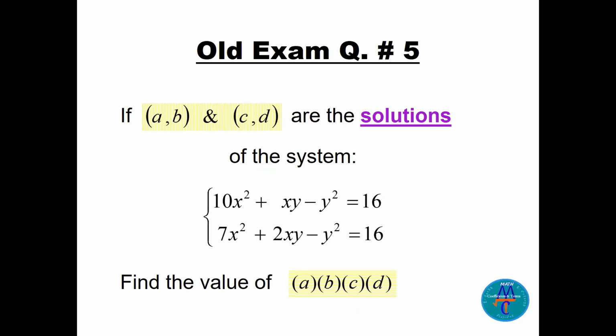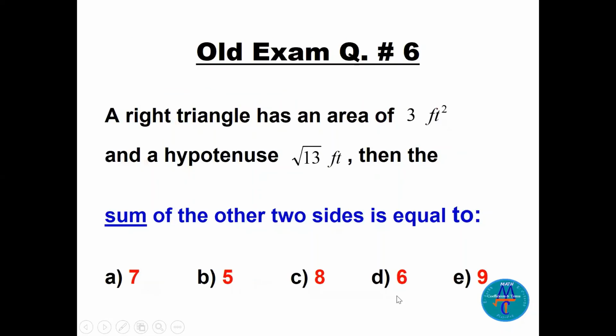So simply, you have to solve the system. Usually you will get 2 solutions, which is 2 points. And then you multiply a times b times c times d. Oh, the last one here, 6. A right triangle has an area of 3 feet squared. So you have a little application also here. And the hypotenuse is square root of 13 feet. Then find the sum of the other two sides. So the sum can be 7 or 5 or 8 or 6 or 9.